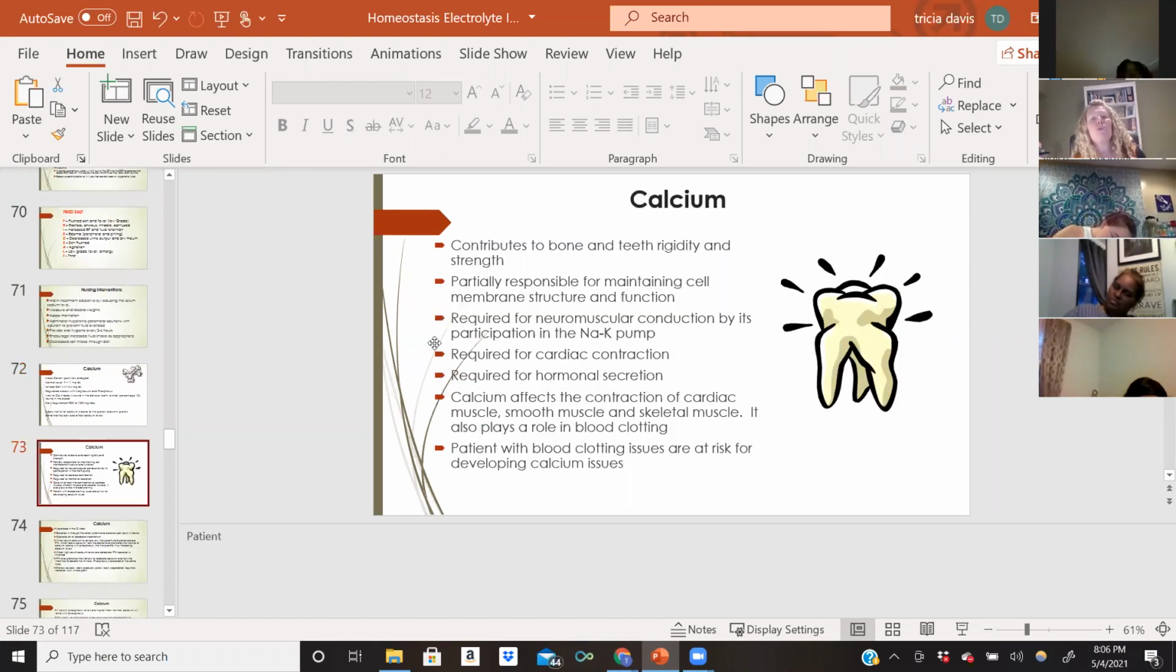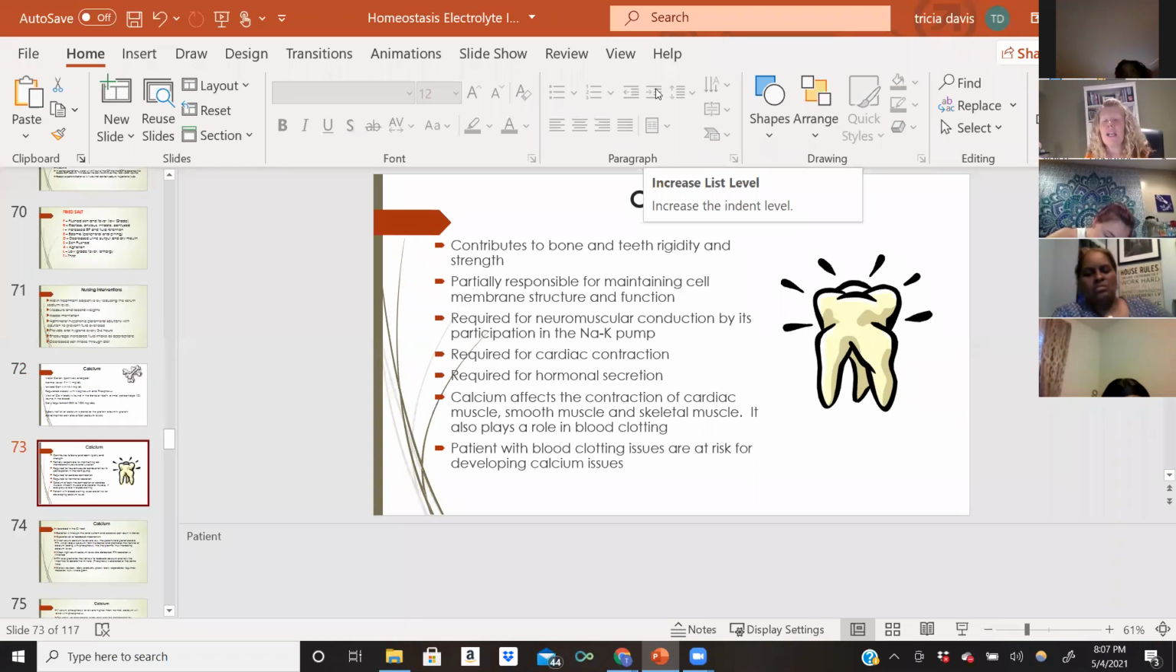So calcium contributes to bone and teeth rigidity and strength. It's partially responsible for maintaining our cell membrane structure and our function. It's required for neuromuscular conduction, as it works with the sodium-potassium pump. We do need calcium for our cardiac contraction. It's required to secrete different hormones in the body. Calcium affects the contraction of our cardiac muscle, our smooth muscle, and our skeletal muscle, and it also plays a role in blood clotting.